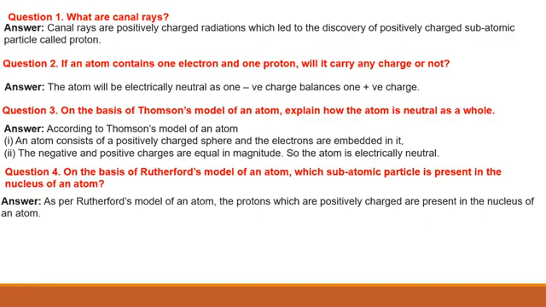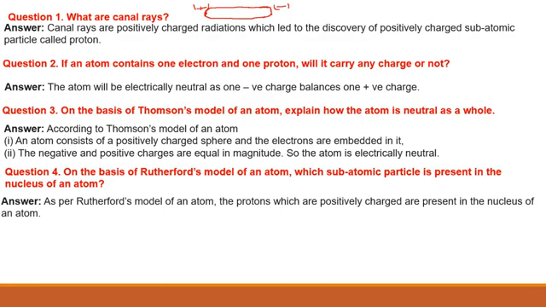What are canal rays? Now, as we all know, canal rays are the rays that arise from the anode. What is anode? Anode is a positive electrode, and this is a discharge tube. In the discharge tube there are two electrodes. One is the positive electrode, which is called anode, and the negative electrode is called cathode. Very important, you have to keep this in mind.